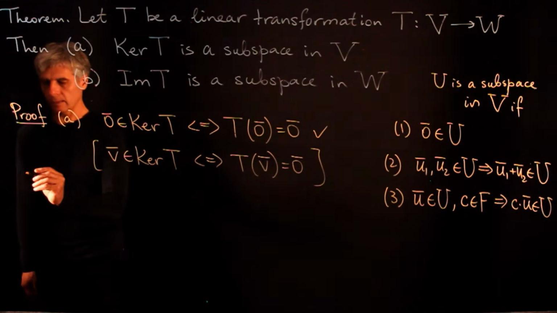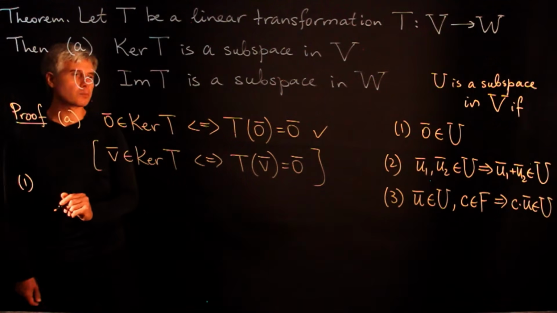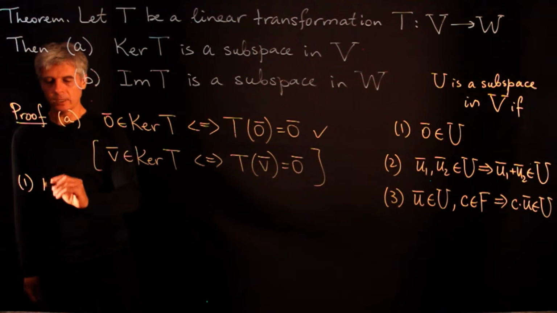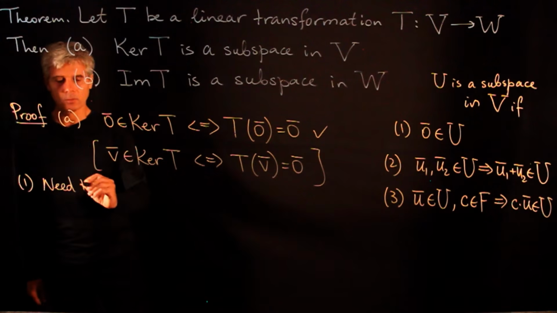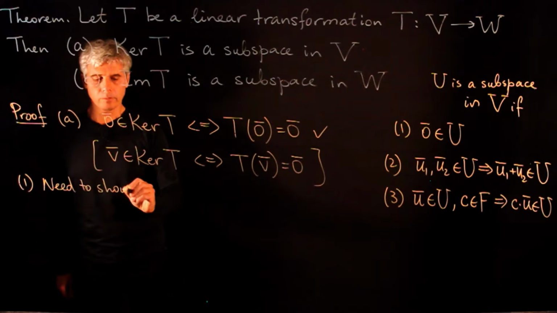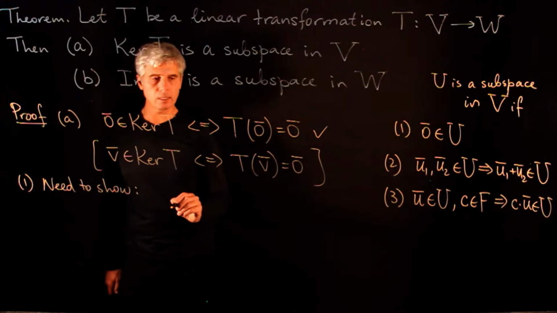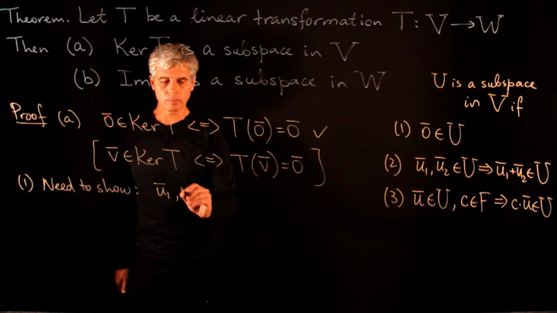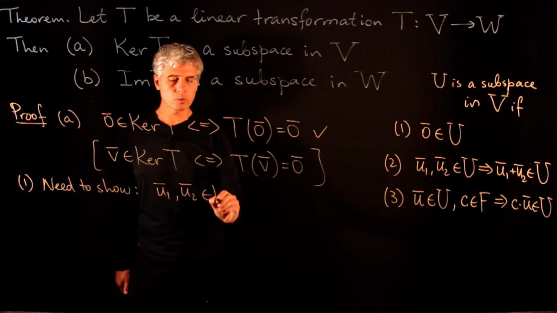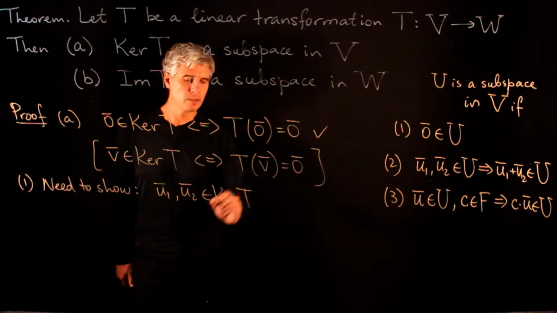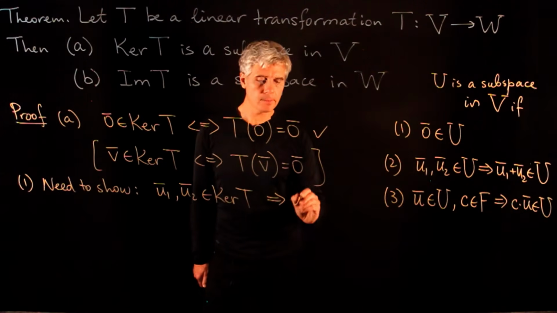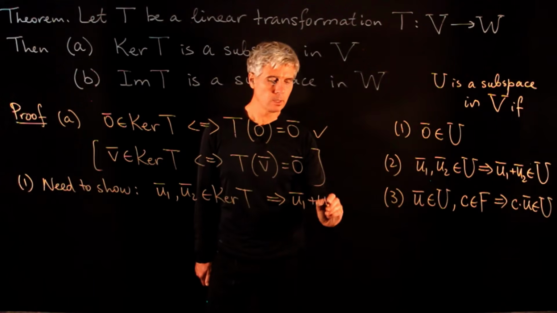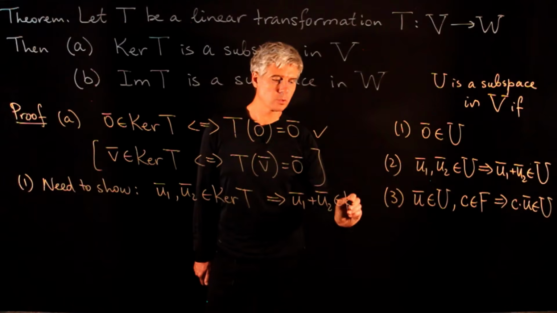Now let's look at the second property. So we need to show the following thing, that if u1 and u2 belong to the kernel of T, then their sum, u1 plus u2, also belongs to the kernel of T.